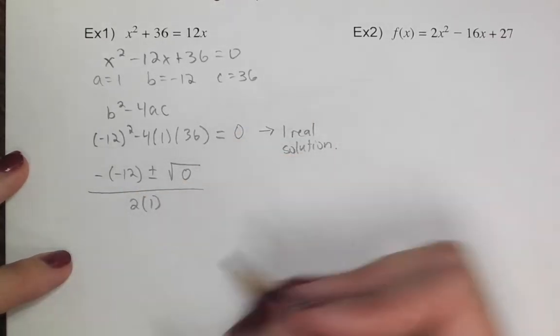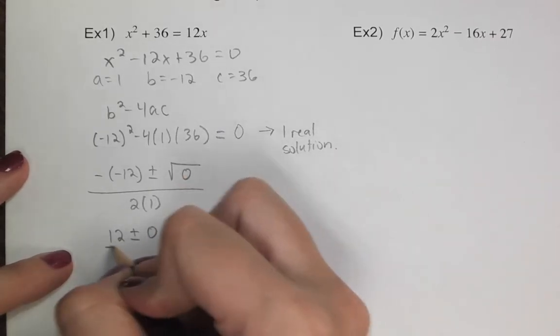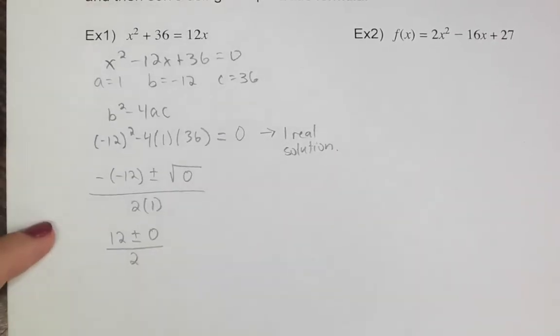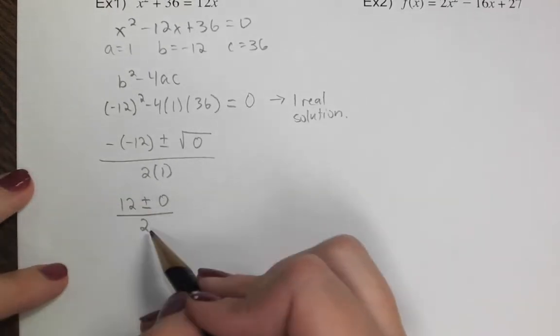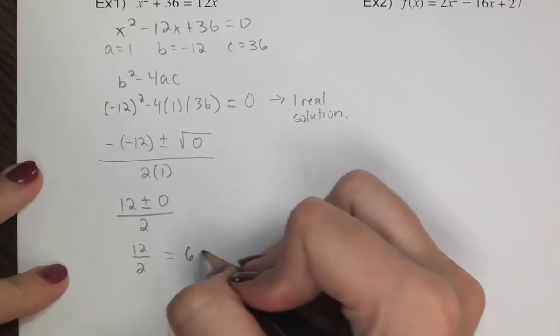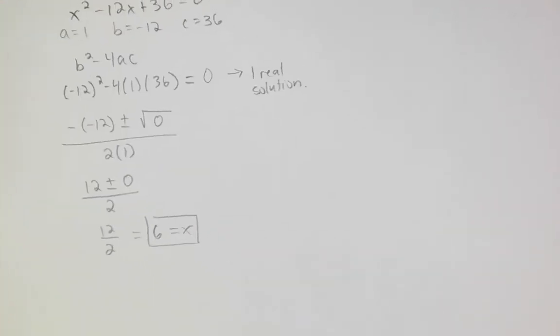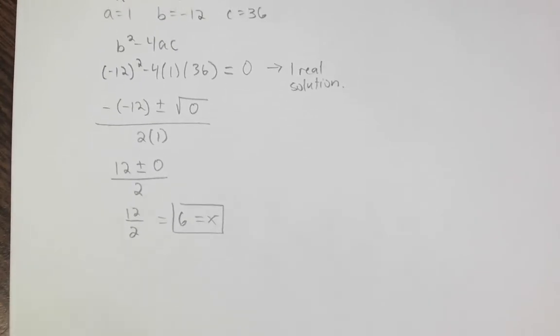Now let's do some simplifying. So negative 12 becomes positive 12, square root of 0 is 0, 2 times 1 is 2. So what I have here is just 12 divided by 2, which is 6. So that is the spot where this quadratic would cross the x-axis. It would sit right on the axis at 6.